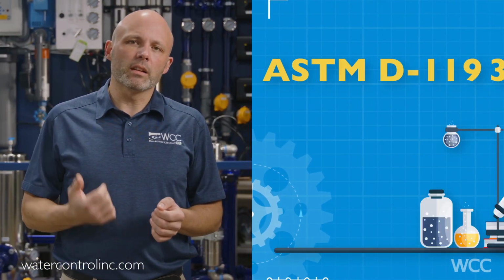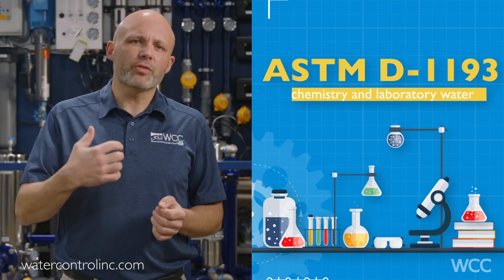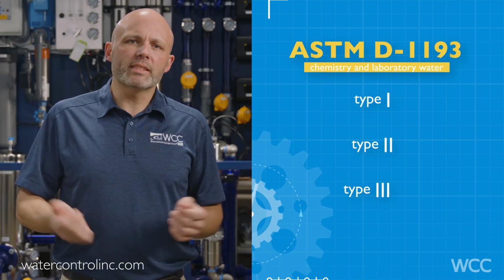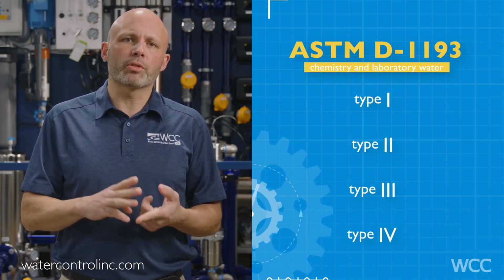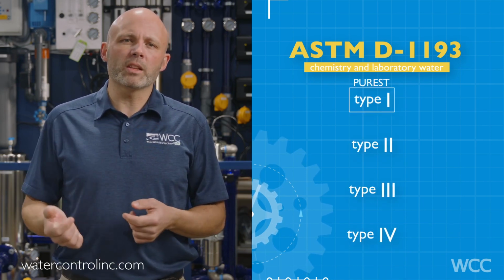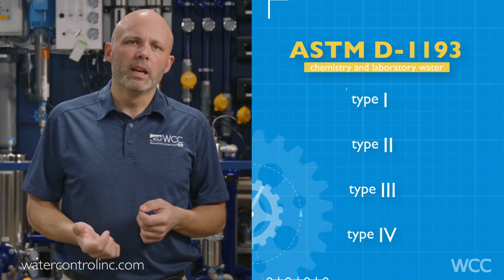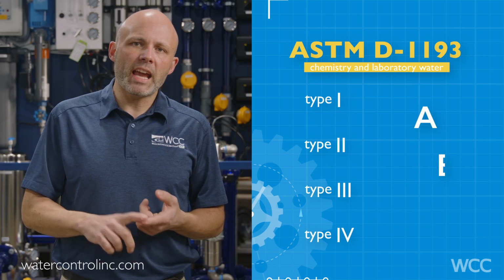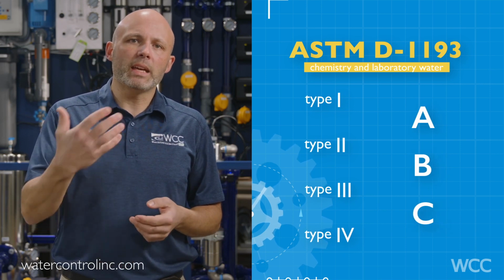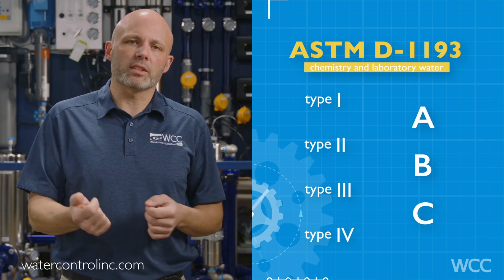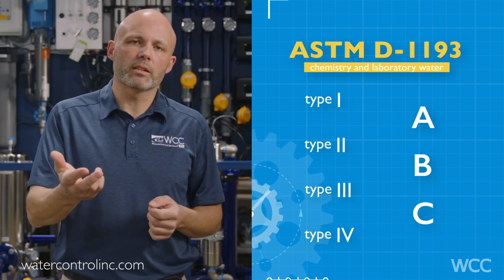The first standard we'll cover is ASTM D1193. This is for general chemistry and laboratory water. Water quality is categorized as type 1, 2, 3, and 4, with type 1 being the purest at 18 megohm centimeters of resistivity. Now there are optional suffixes A, B, and C that can be added to address bacterial contamination issues if this is a concern on a specific project.